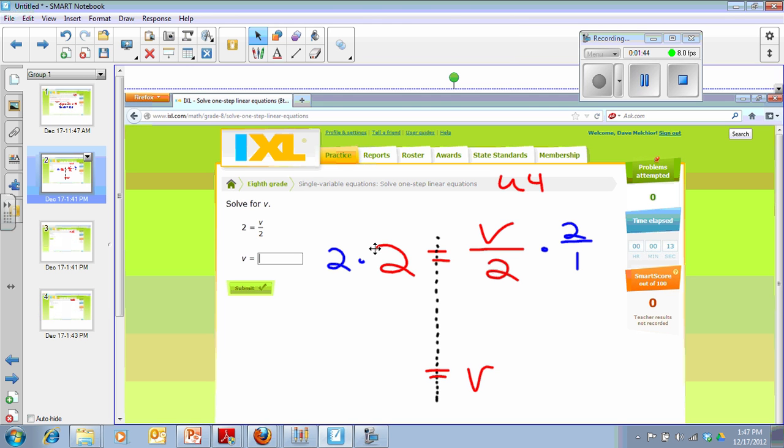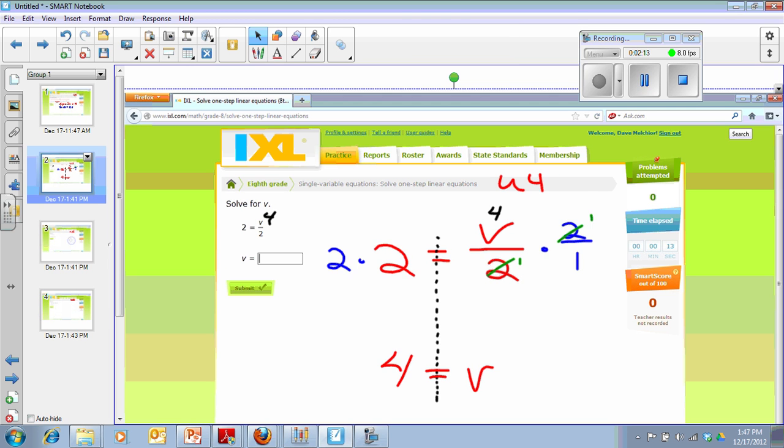Remember, in mathematics, we can cross-cancel before we multiply fractions, so 2 goes into 2 once, 2 goes into 2 once, and now I have V over 1, and of course V over 1 is just V. When I multiply the other side here, what's a positive 2 times a positive 2? Well, it would be a positive 4. Remember, if I replace V with 4 in the original equation, this makes sense. In fact, I think I'll do it over here. 4 divided by 2 is 2.